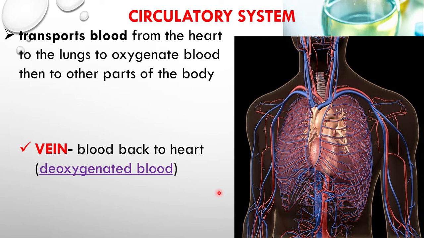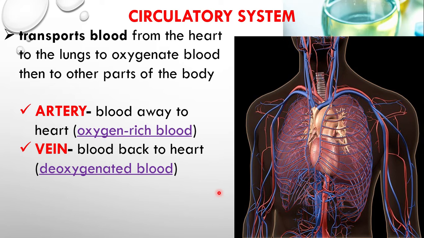We have the blood vessels. Okay, so we have two types of blood vessels. We have the artery, which carries blood away from the heart. The blood carried or transported by the artery is oxygen-rich blood. Okay, it goes to the tissues or individual cells so that the oxygen in the red blood cells is used by the individual cells during cellular respiration. The veins transport or move blood from the tissues or cells back to the heart. Okay?